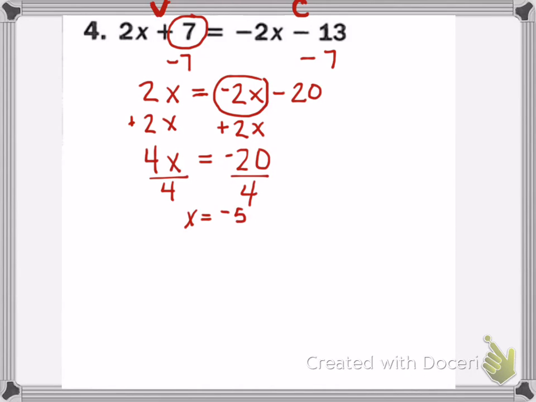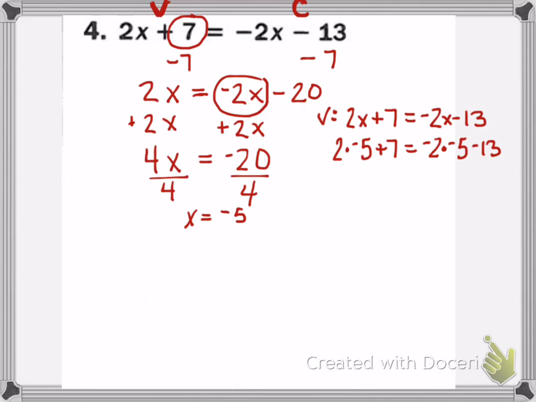Now because we got a number solution, we should check. So let's make a little spot to check. And we write down our original equation, 2x plus 7 equals negative 2x minus 13. And wherever there's an x, we're going to plug in the negative 5 that we got. So 2 times negative 5 plus 7, and we're hoping that's equal to negative 2 times negative 5 minus 13. I'm going to plug in the left-hand side into my calculator.